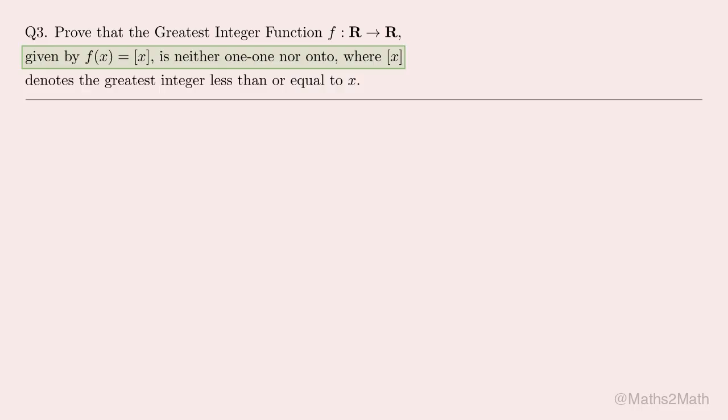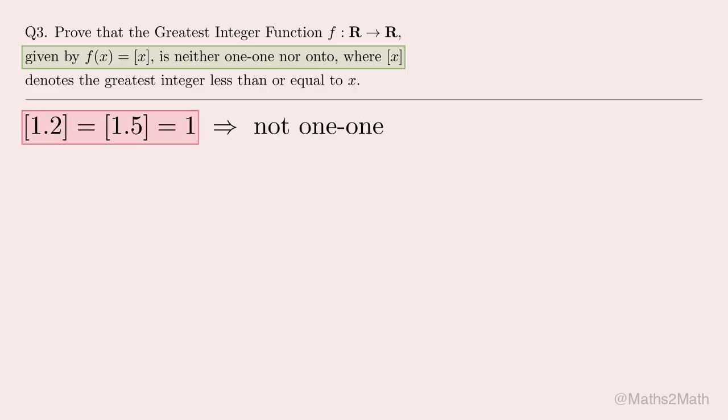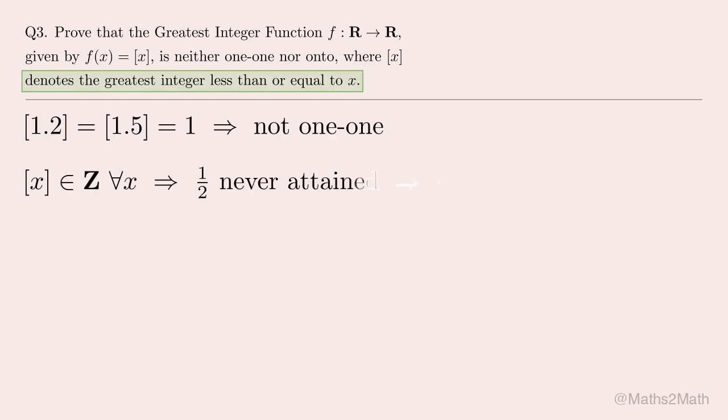Question 3. The greatest integer function assigns to x the largest integer not exceeding x. We must prove it is neither one-one nor onto. Not one-one, 1.2 and 1.5 both round down to 1. Two different inputs, one output. Not onto, the outputs are always integers. A codomain value like 1/2 is never achieved. No real number rounds down to 0.5.